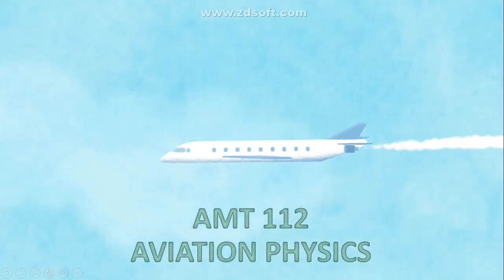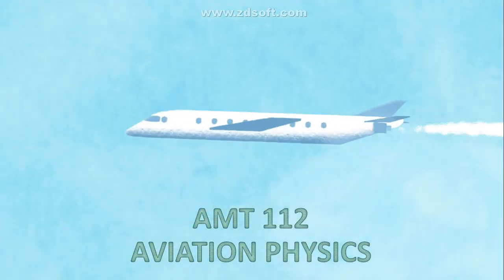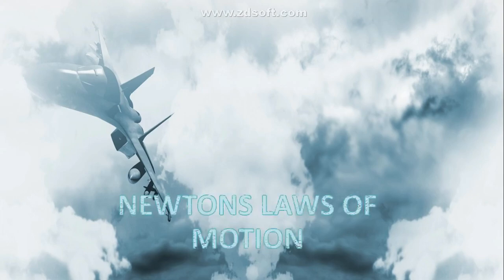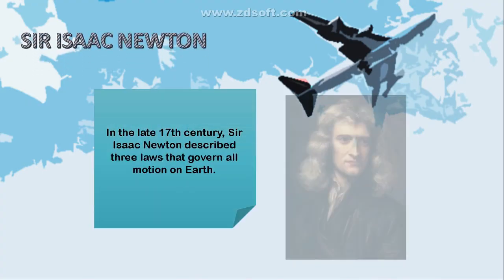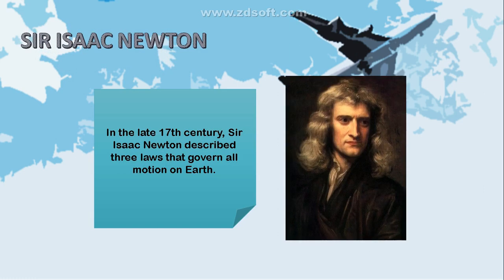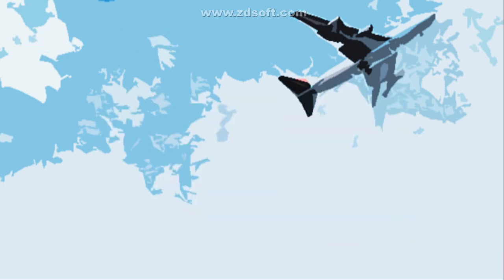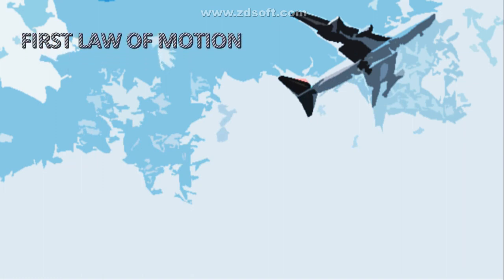The second lesson in aviation physics is all about Newton's laws of motion. In the late 17th century, Sir Isaac Newton described three laws that govern all motion on Earth. So, we have three laws of motion according to Sir Isaac Newton. Let's discuss them one by one.